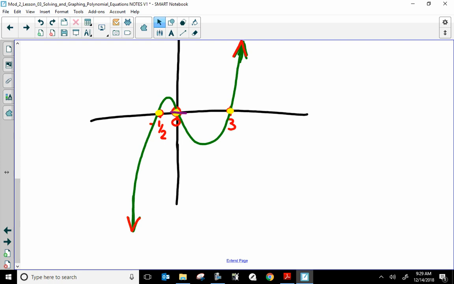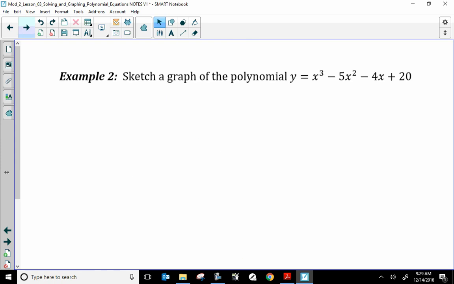Now, the rest of these problems I'm going to have you guys try on your own, so I'm not going to go over these. But it's the same thing. Solve this, find the roots or the solutions. That's where it's going to cross your x-intercept. Find the y-intercept by making all my x's 0 and figuring out what that is. And then figure out the end behavior. And then just draw that sketch with those characteristics.